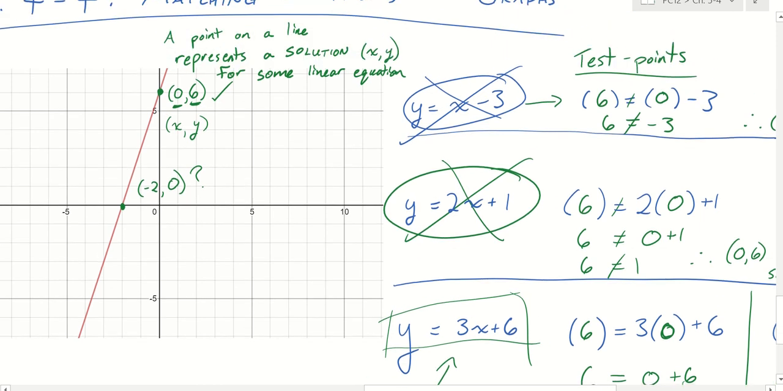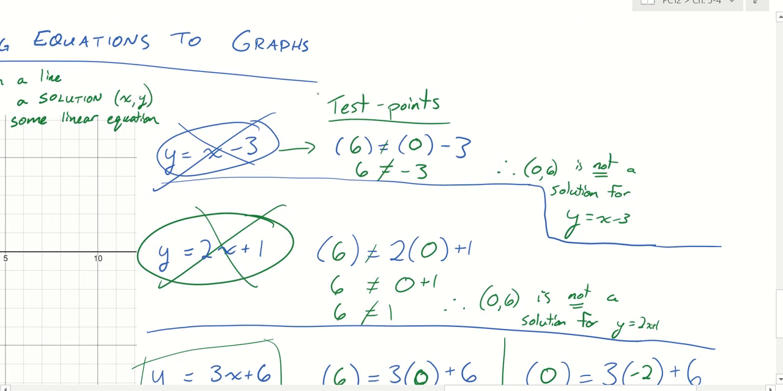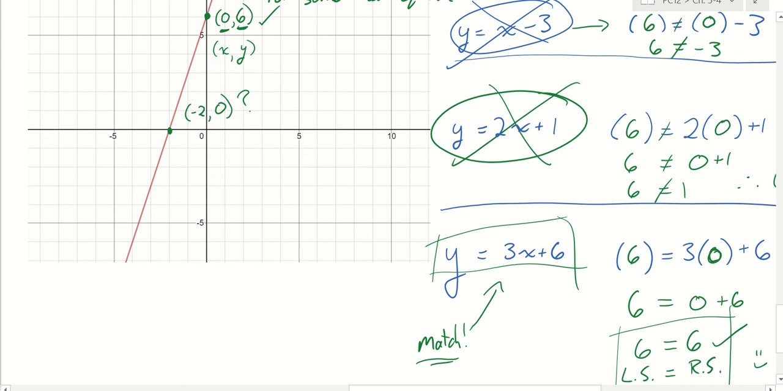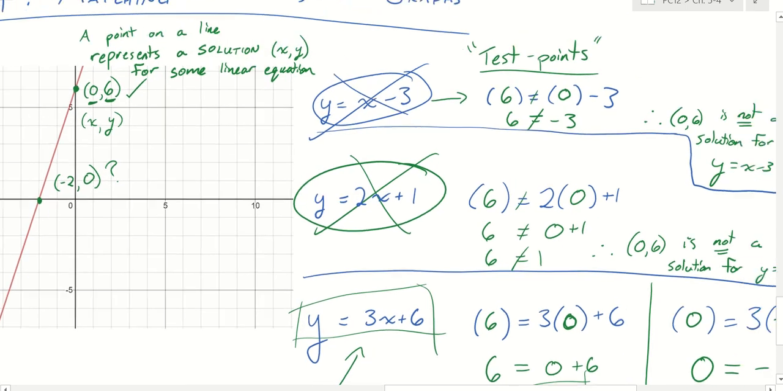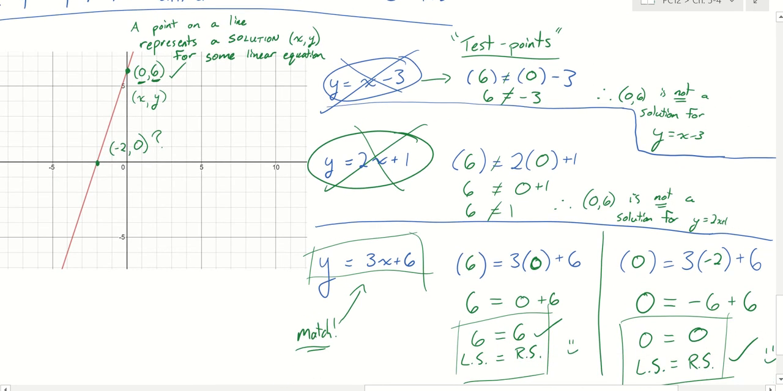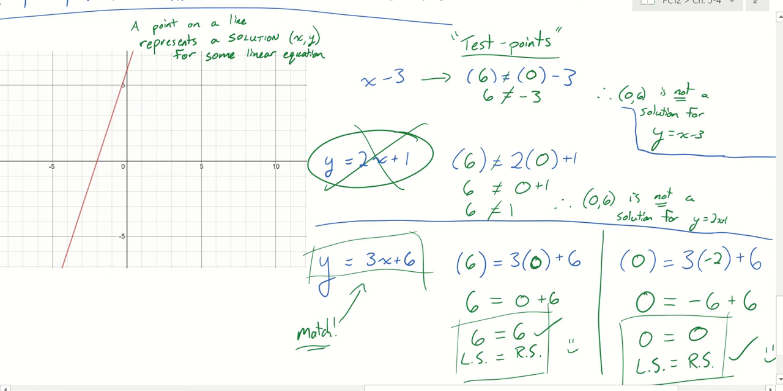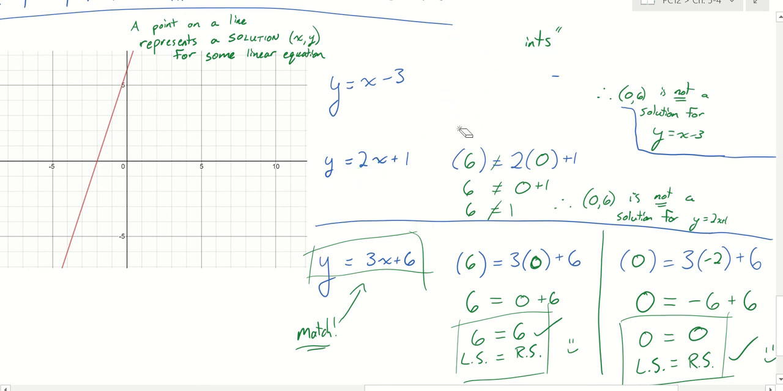Great. Okay, so that is the test points strategy, where you look for 2 points on a particular line, you plug them in, and you see if they work in the equation. Now I'm going to show you an alternative strategy with the same line. This is going to be using the skills that we gained from previous lessons for analyzing slope and y-intercept of a line. Let me just rewrite this.